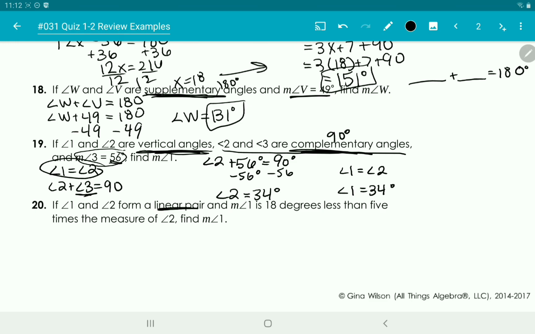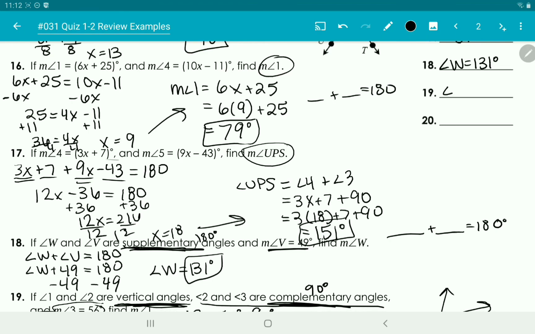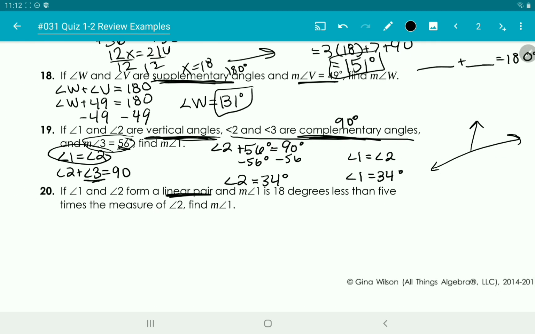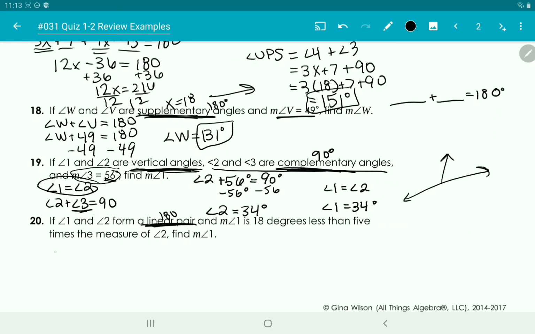The word linear pair implies that they're supplementary. By definition, a linear pair is supplementary angles that are also adjacent. So they make a straight line with each other, right next to each other, and they add to 180. So I'm going to go up here and write that on number 19, that angle 1 is equal to 34 degrees. And then we'll look at number 20. So again, linear pair means they add to 180, so angle 1 plus angle 2 are equal to 180.